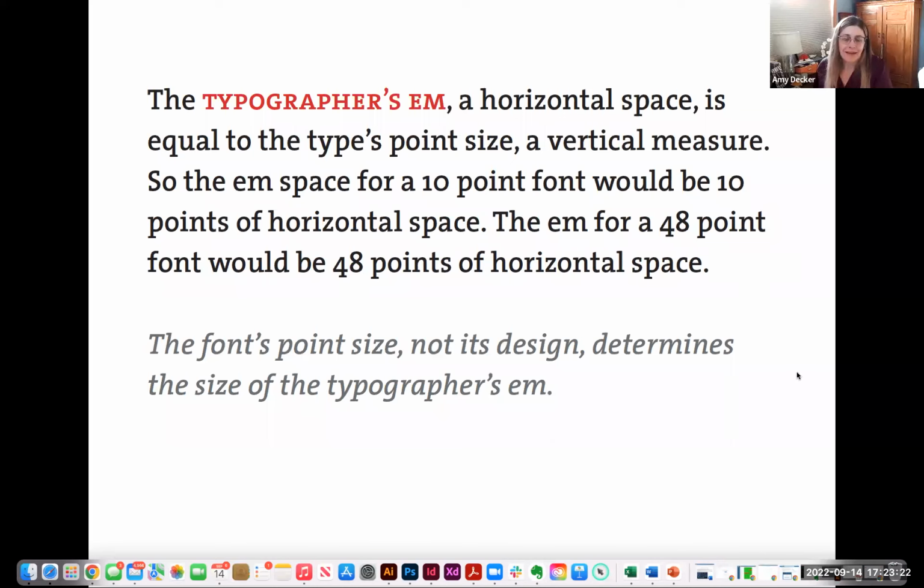Okay. So I told you I'd come back to the idea of how we measure type. If the X heights are all different, how do we measure type? The typographer's M is how we measure type. It's a horizontal space that's equal to the type's point size, a vertical measure. So the M space for a 10-point font would be 10 points of horizontal space, and the M for a 48-point font would be 48 points of horizontal space. So the font's point size determines the size of the typographer's M.